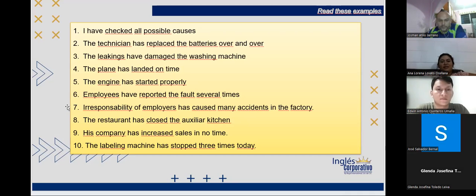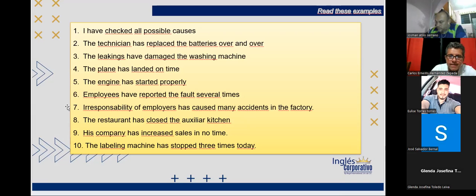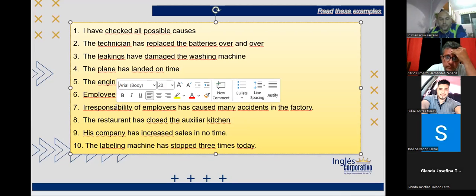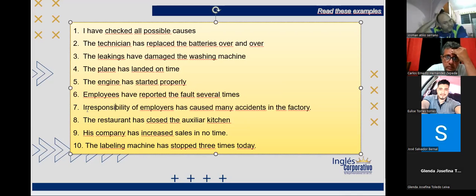Number 7, Mr. Edwin. Yes. The responsibility employer has caused many accidents in the factory. Okay, very good. So this is a responsibility, okay? A responsibility. Este está mal porque es E, it's letter I. A responsibility of employers has caused many accidents in the factory. Thank you very much, Edwin.